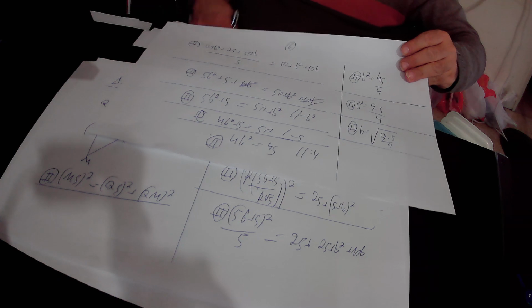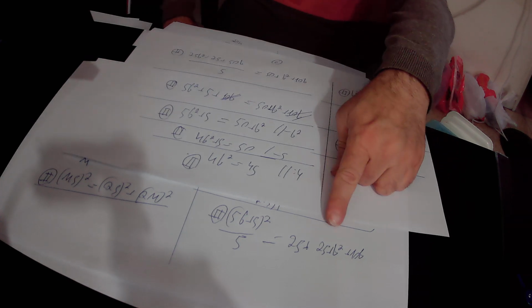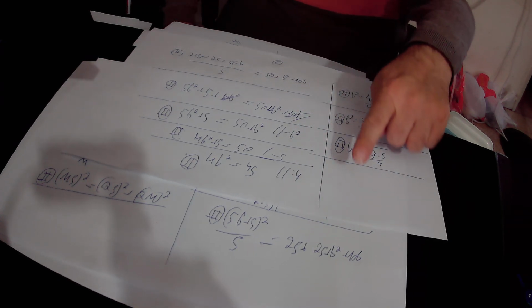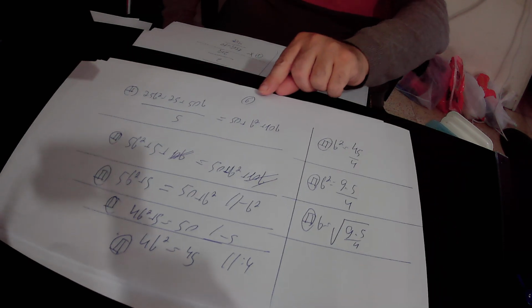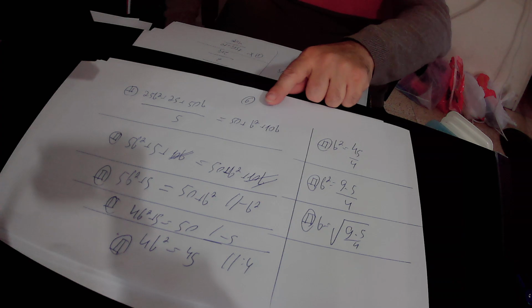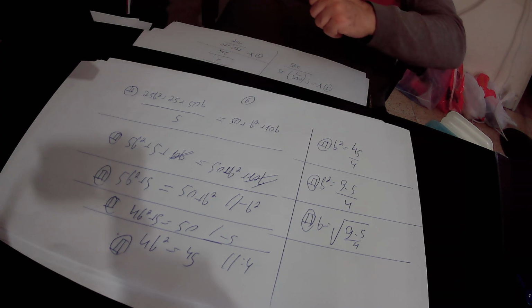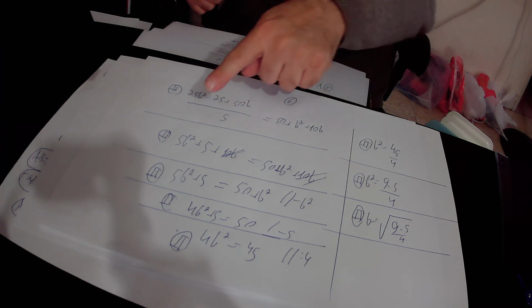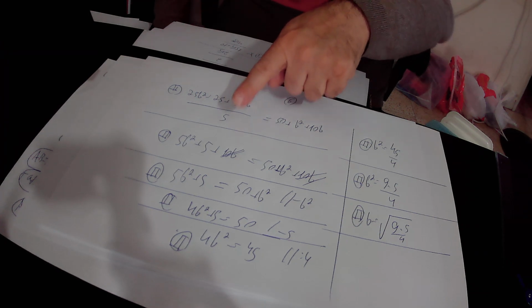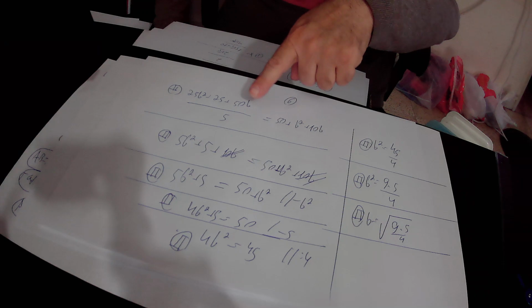On the other side of equation number 2, we have 25 plus 25, that is 50, plus b squared plus 10b. So here we have 25b squared over 5, which is 5b squared, 25 over 5 is 5, and 50b over 5 is 10b.